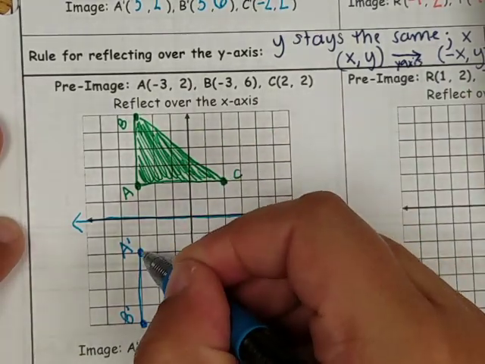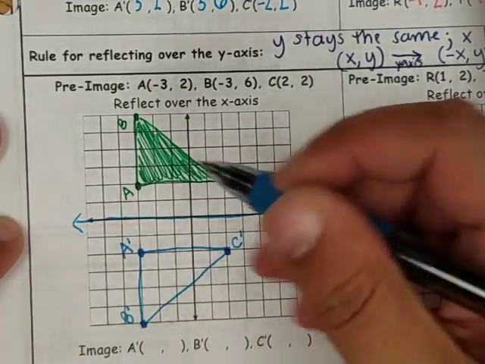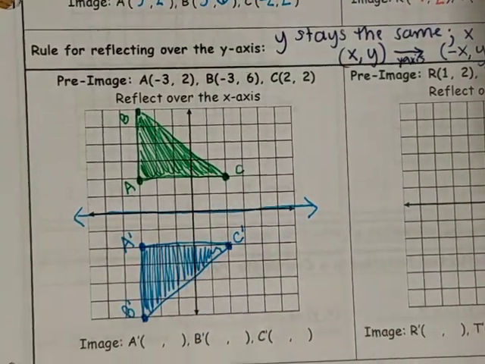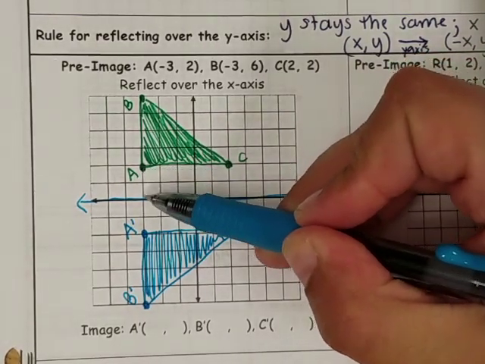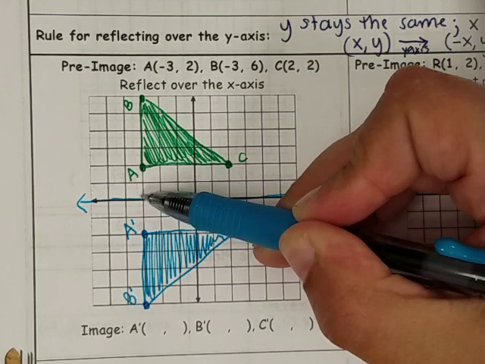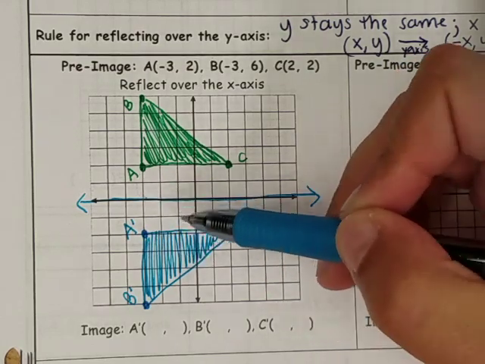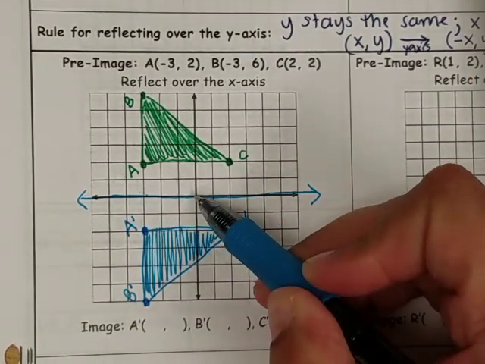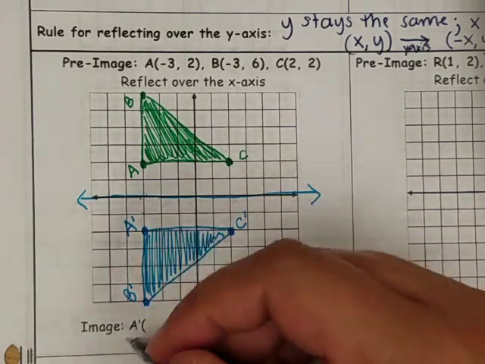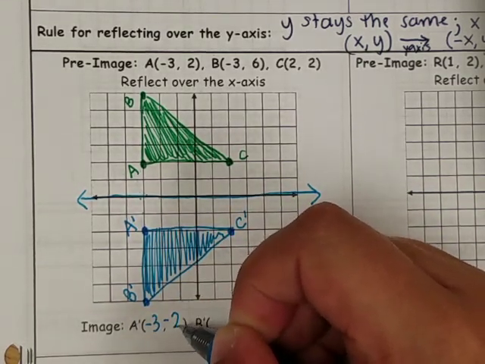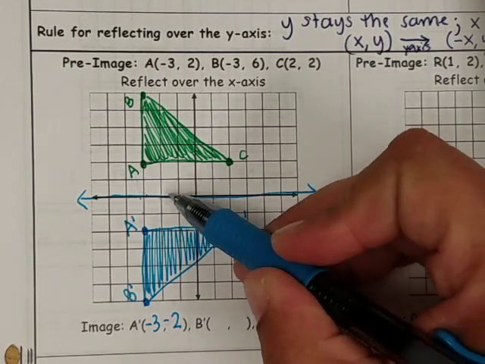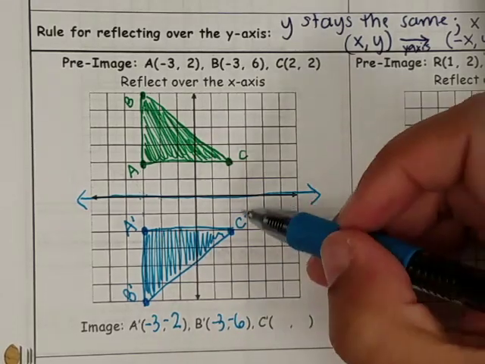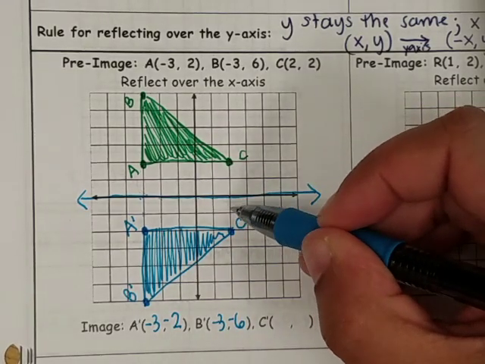Then I'm going to go ahead and graph it. So this time, I counted the distance from the x-axis, and then I did the same going in the opposite direction. Now I'm going to label my new ordered pairs. So A prime would be negative 3, negative 2. My B would be negative 3, negative 6. And my C would be 2, negative 2.